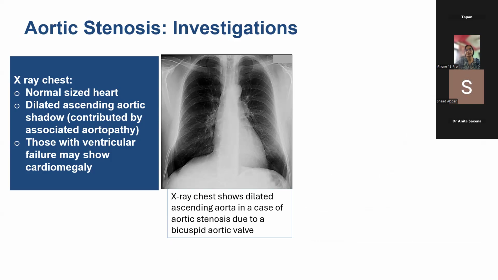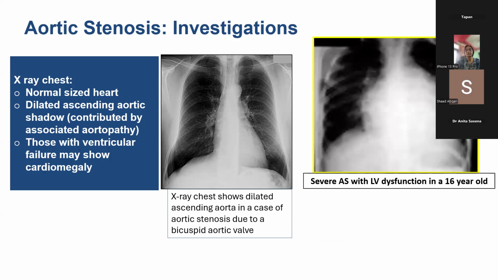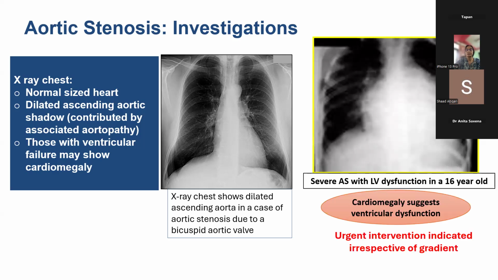Of course, if there is ventricular failure, that will show you cardiomegaly as seen over here. This is an adult, I mean not adult, really an older child who's 16 years old who came with severe LV dysfunction because of severe aortic stenosis. Again, here you don't go so much by gradient because your gradients are going to be wrong when there is severe left ventricular dysfunction. So if you have an AS and if there is cardiomegaly, think about ventricular dysfunction. And again, when you are thinking about ventricular dysfunction, you need to have an urgent intervention done, whatever the gradients are.